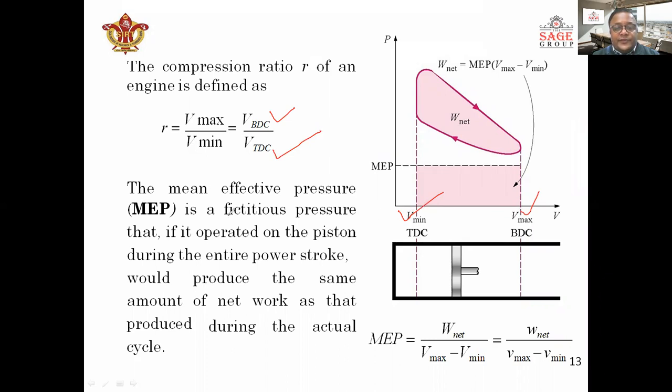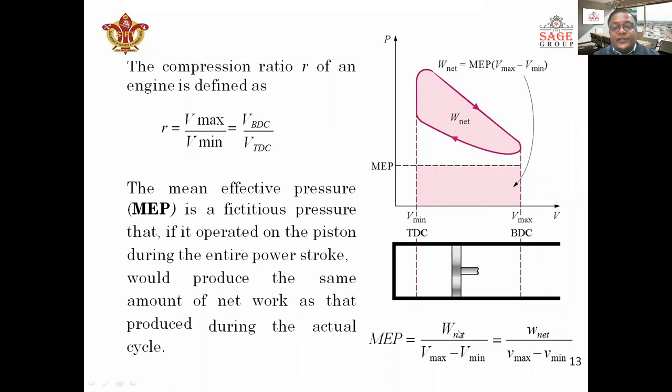The mean effective pressure is the fictitious pressure which, if it operated on the piston during the entire power stroke, would produce the same amount of net work as that produced during the actual cycle. The mean effective pressure is the effective pressure value operating in the engine cylinder when the piston is working on the different strokes and processes, and all the things are calculated mathematically from it.